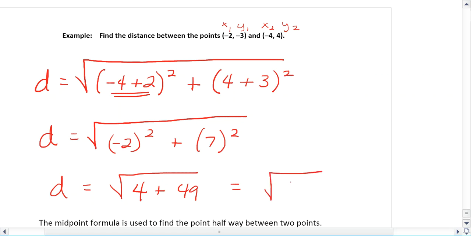This gives us the square root of 53. And I'm looking for any factors here to possibly simplify this, and I'm not seeing any. So the distance between these 2 points, in radical form, is the square root of 53. And if we punch this into the calculator and round to the nearest tenth, we would get that this distance is 7.3 units.